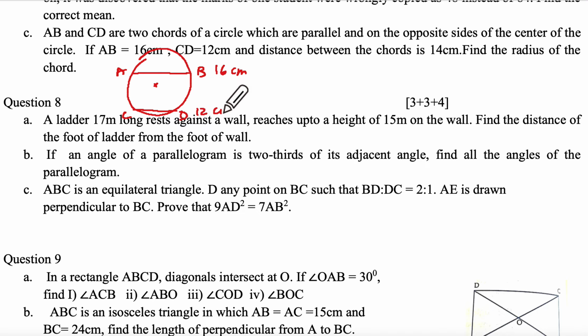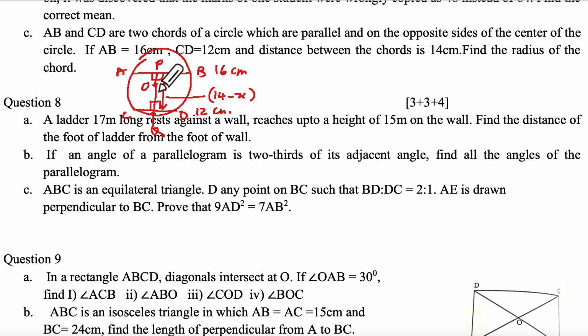This will be 12 centimeter. Distance between them is 14. So from here, this is O. Drop the perpendicular here, this will be P. Drop the perpendicular here, this will be Q. Understanding? And this full thing is 14. So if I call this X, then from here to here, I will take 14 minus x. Agreeable to you? Then they are asking you to find the radius.